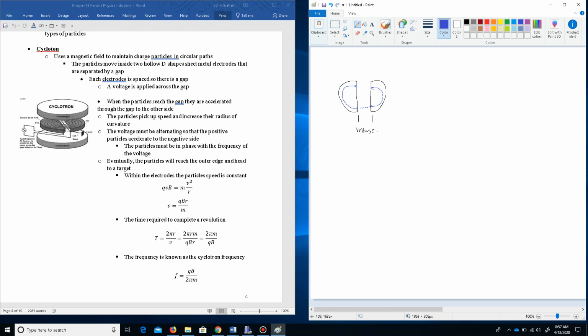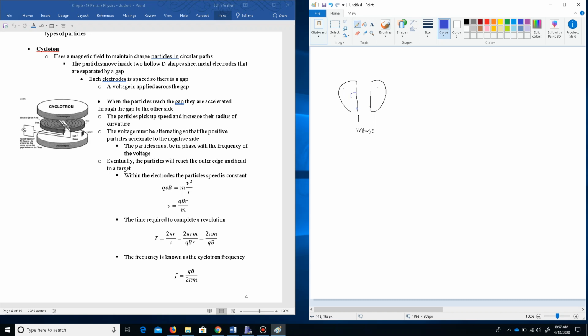And as the particles pick up speed and increase the radius of curvature, I should start closer inside. You know what, let me redraw this a little bit. I'll start a little smaller inside so I can have some space here. Okay, so let's start here.